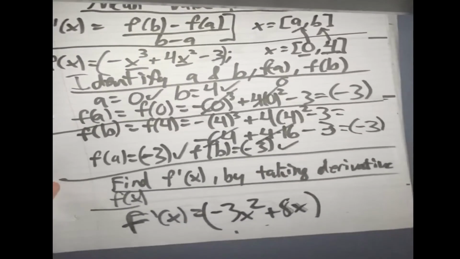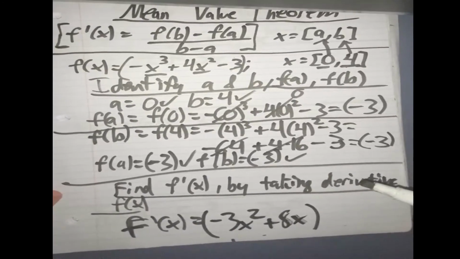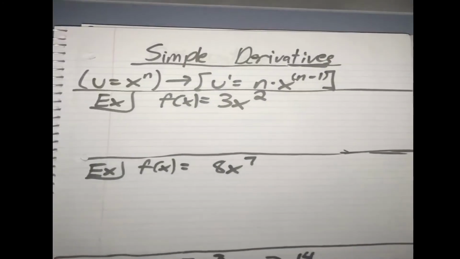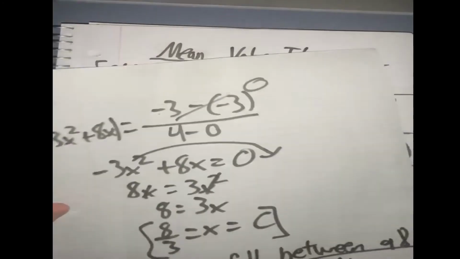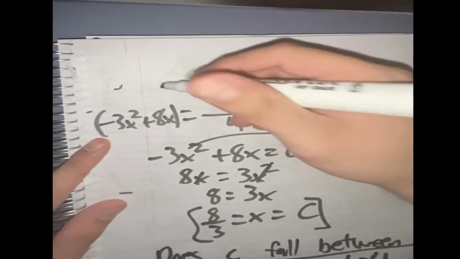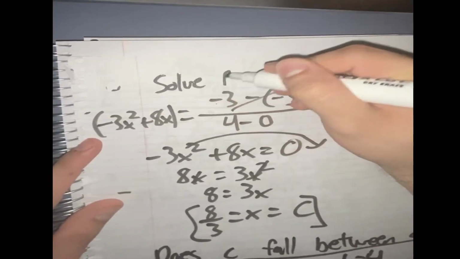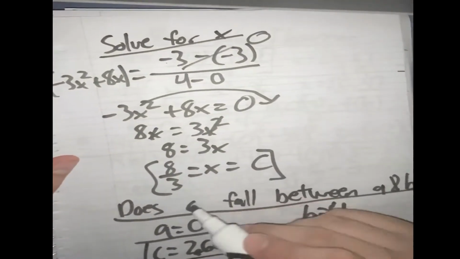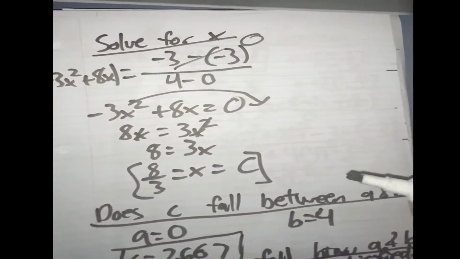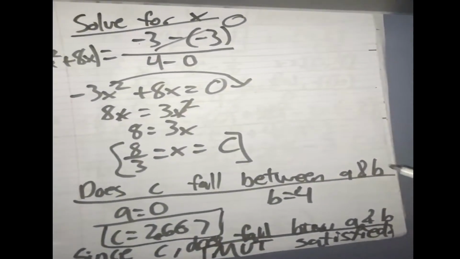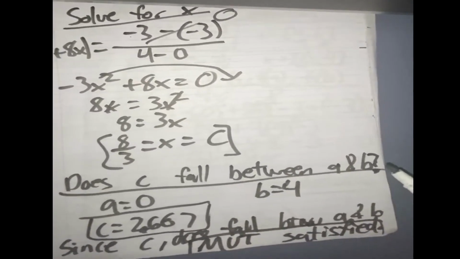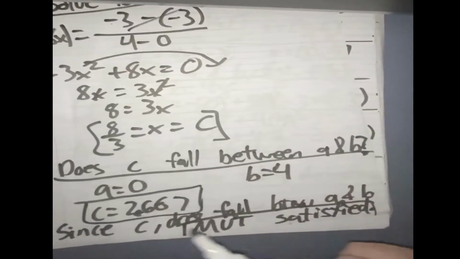The next step is we took the derivative of f of x to find f prime of x, which we got right here. Then the next step, which I forgot to write, is we solve for x. In doing that, we got x is equal to 8 over 3, and we call it our number c. And then we ask ourselves, does c fall between a and b? a is 0, b is 4, c is 2.667 if we turn this into a decimal, and it does.